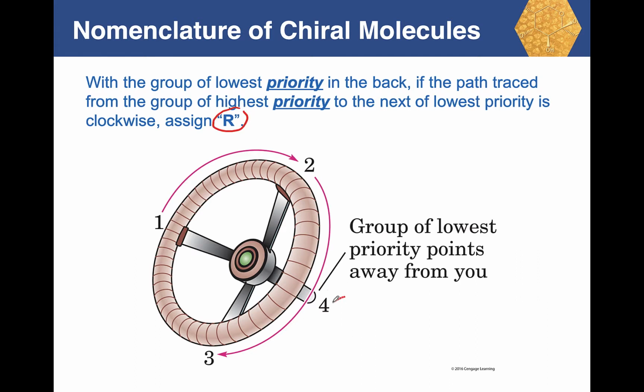Notice that the 4 is in the back, or away from here. So once again, trace the numbers 1, 2, and 3, it's R. As you can imagine, if it goes the opposite direction, it will be an S. And there's an example next.